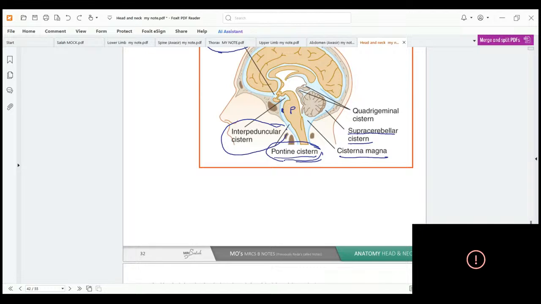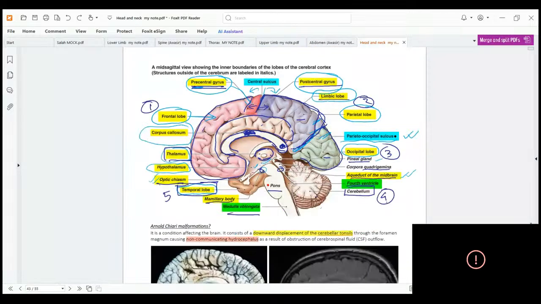This picture we'll see very rapidly. It is not very important, but we'll have a look. This is the thalamus, below it the hypothalamus, then the optic chiasma. This is the corpus callosum, and its posterior part is the splenium of the corpus callosum.